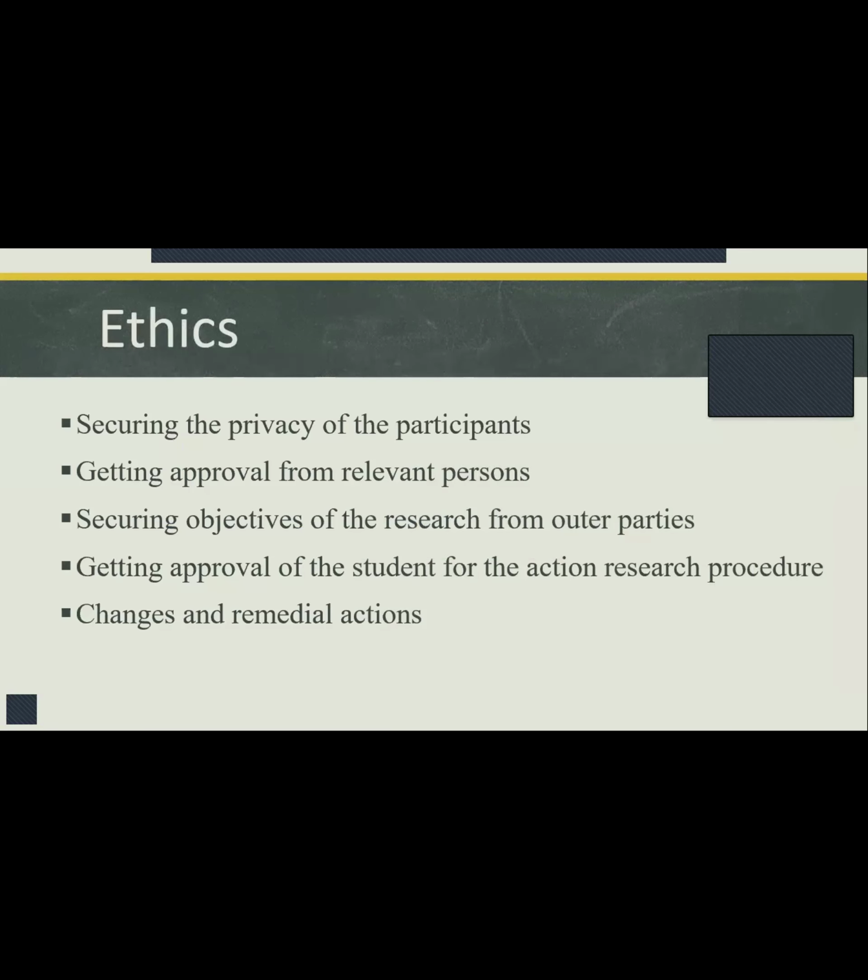Here, the ethics are securing the privacy of the participants. I didn't share anything about this task with their friends or other class students. I only discussed it with the class teachers, the subject teachers and the parents. I already got permission from the principal. It involves getting approval from the relevant persons, securing the objective of the research from outer parties, and getting approval of the students for the action research procedure, changes and remedial actions.